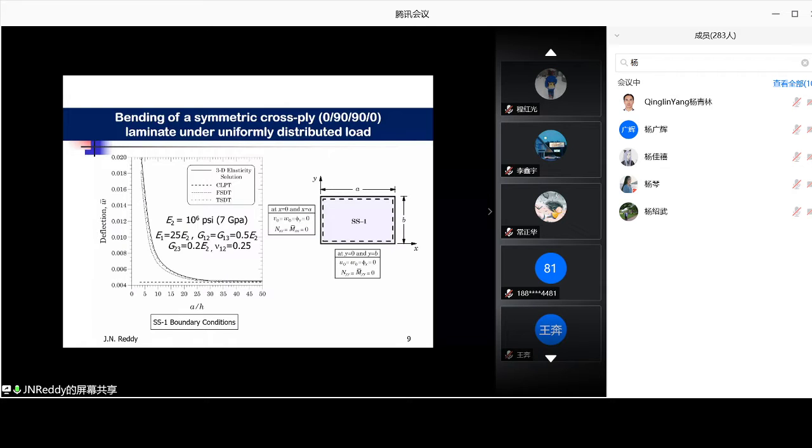So here I'm plotting the non-dimensionalized deflection versus a over h. a is the length of the plate. In this case, length and width are the same, a and b are the same, means a square plate. And the thickness is h. So when a over h goes to 50 or 100, it is really a thin plate, whereas as it goes toward 20 or 15 or 10, it is a relatively thick plate.